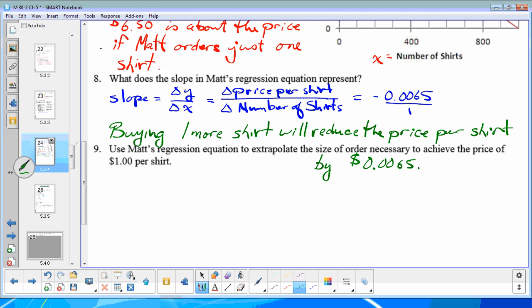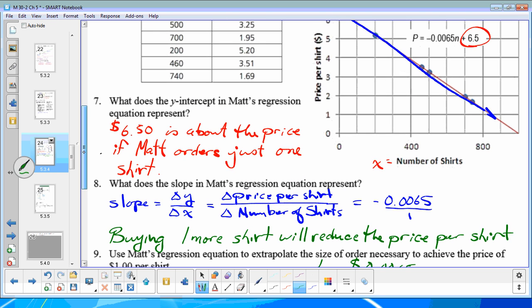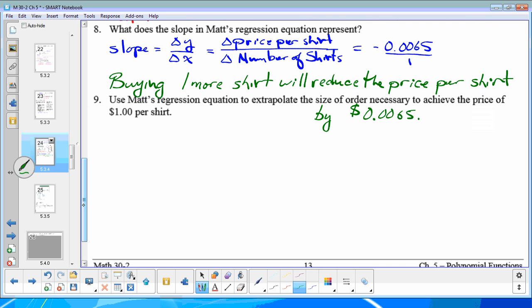All right. Then we want to use his regression equation to extrapolate. And again, extrapolate means we're going outside the data we're given. Extrapolate the size of order necessary to achieve a price of $1 per shirt. So the equation was 8.0065 plus 6.5.